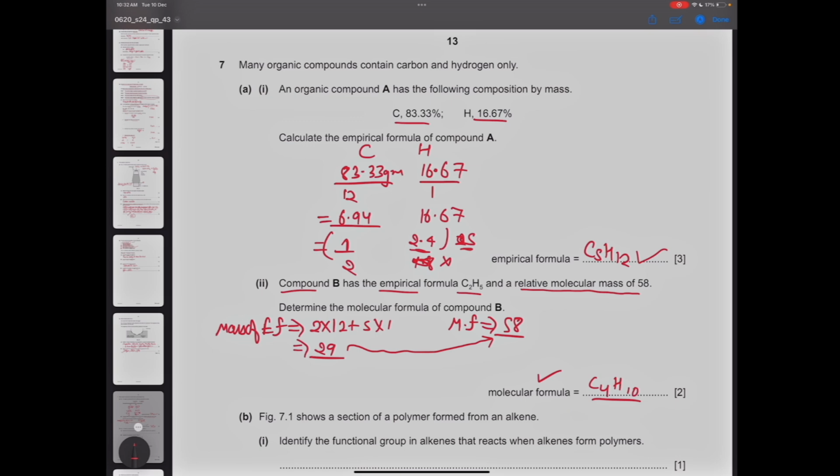Alright, in these kinds of questions, you just need to check the ratio between the empirical formula mass and the molecular formula mass. Whatever ratio you get, you multiply the empirical formula with that one.